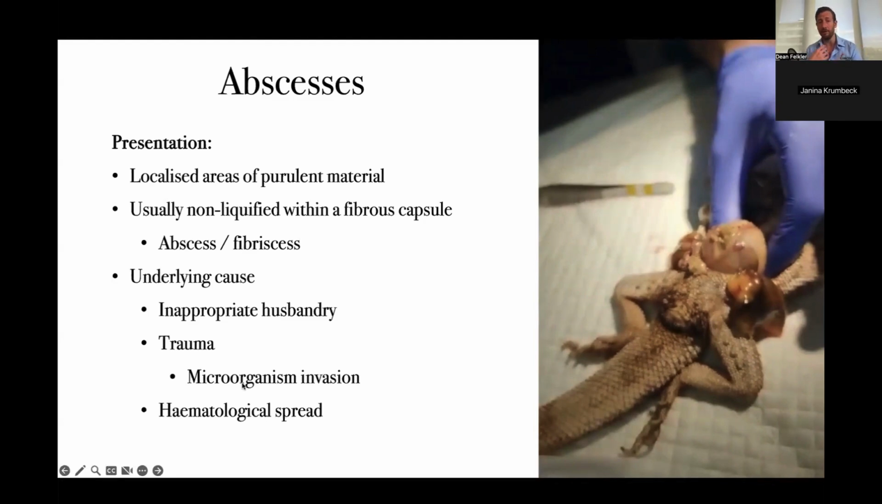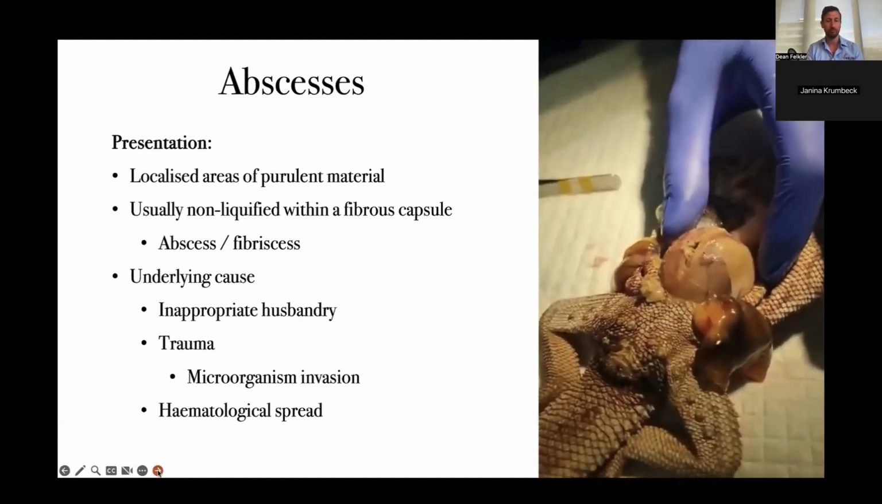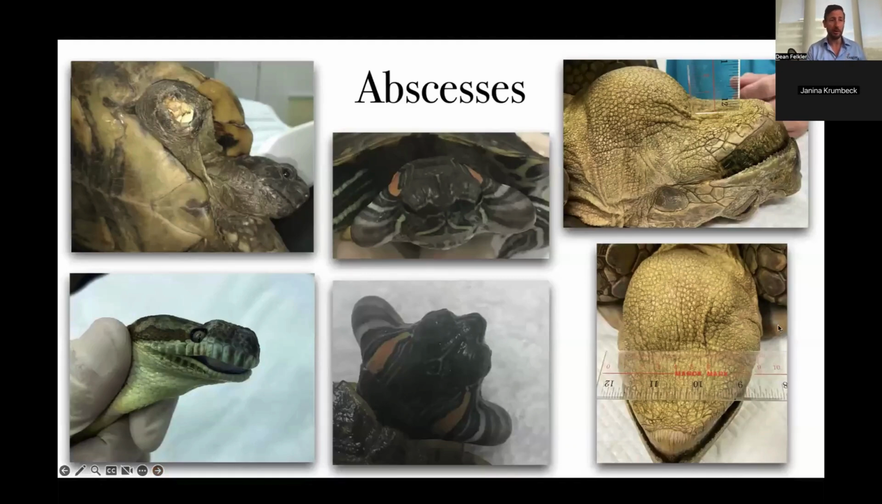These can be caused by inappropriate husbandry, lowering their immune system, or maybe trauma, like an abrasion, which lets bacteria in. And you can get hematogenous spread throughout the body, which is maybe what's happened with this patient here as well. You can get them anywhere. Unfortunately, this patient has lost its leg, from memory. This one is from ages ago. I think this was a rodent attack during hibernation, and then it's got a juicy abscess there.